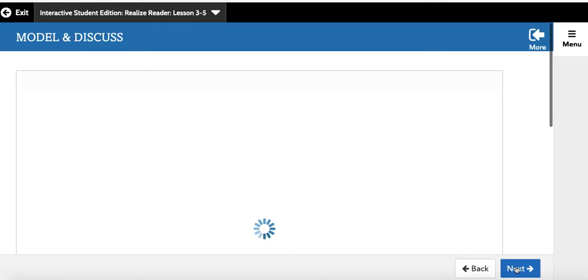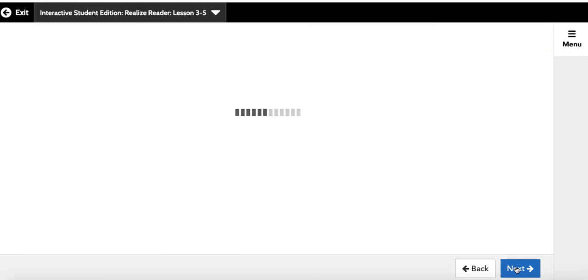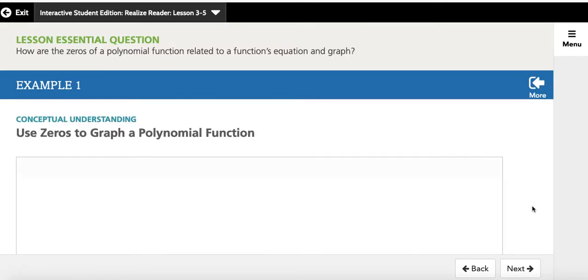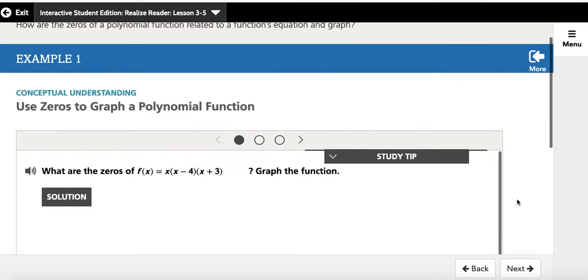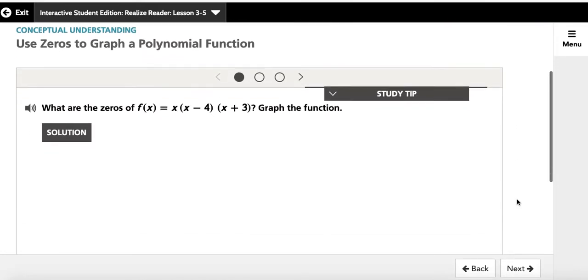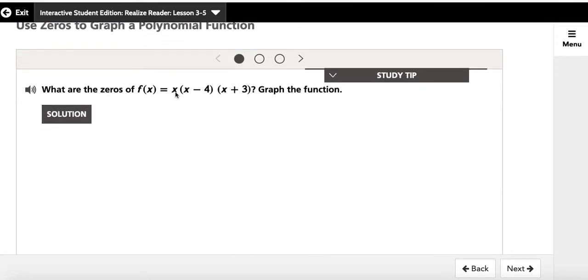Let's go ahead to example 1. What are the zeros of this function? It's got x times the quantity x minus 4 times the quantity x plus 3. I feel like we've covered this before. And then you're going to be able to graph the function. I guess that's the new part.